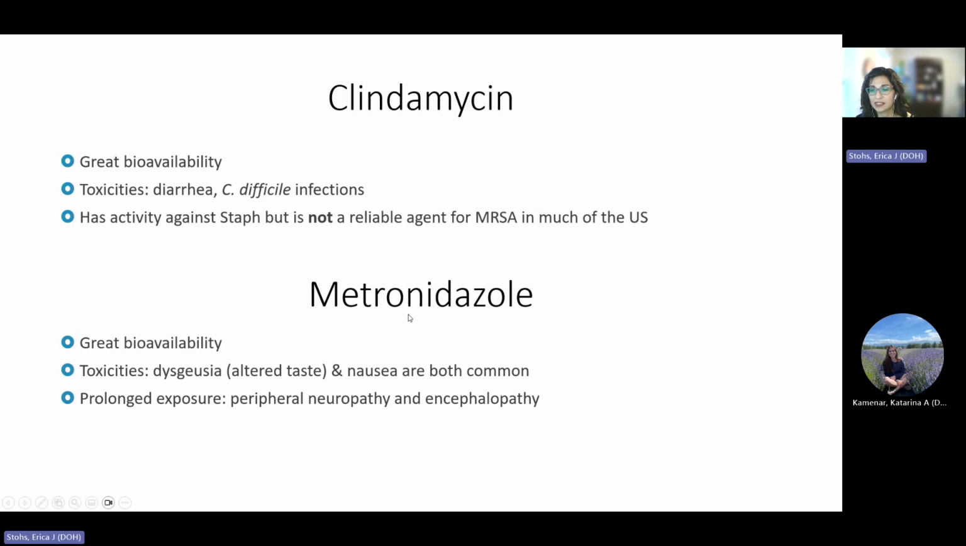Metronidazole, this is an anti-anaerobic antibiotic. So another one with good bioavailability, meaning if you take it orally, great absorption. It's got toxicities in that it can cause altered taste and nausea. And with prolonged exposure, we're talking weeks, you can develop some neuropathy or encephalopathy.